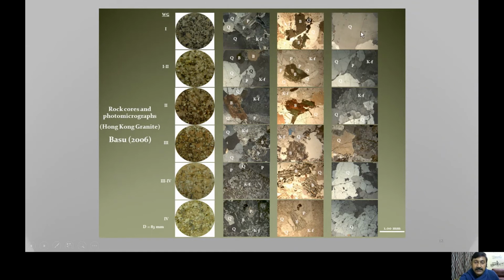If we look at the quartz grains, of course, they do not get altered to other minerals. However, they get more and more disintegrated as weathering intensifies. In case of feldspars, they are getting more and more sericitized as weathering grade is enhanced.